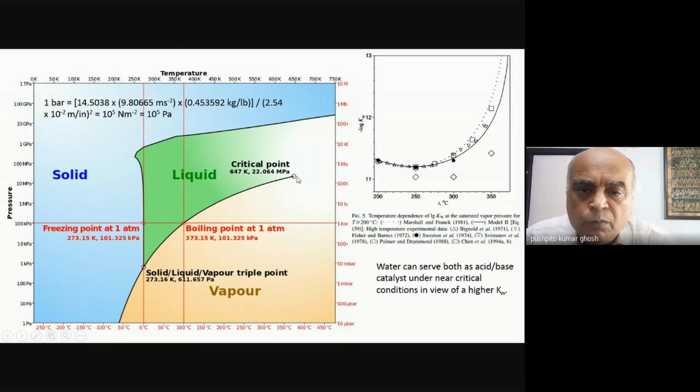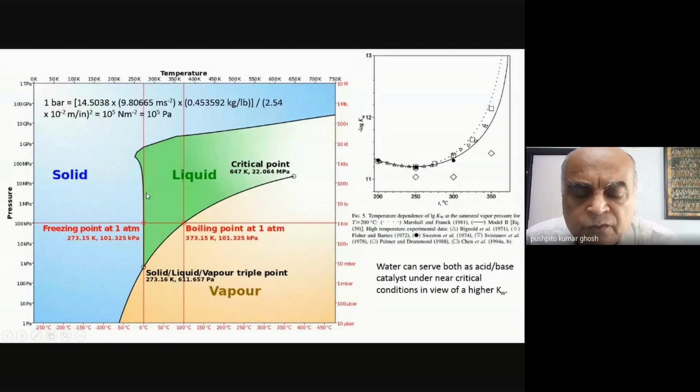And if I go still beyond the critical point, then I really touch the supercritical temperatures. And so you can see the critical point is around 370 degrees centigrade. This is very important. We need to understand under what temperatures and pressures you will have different behaviors.